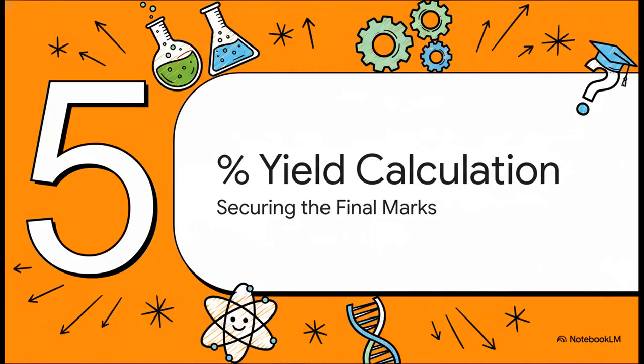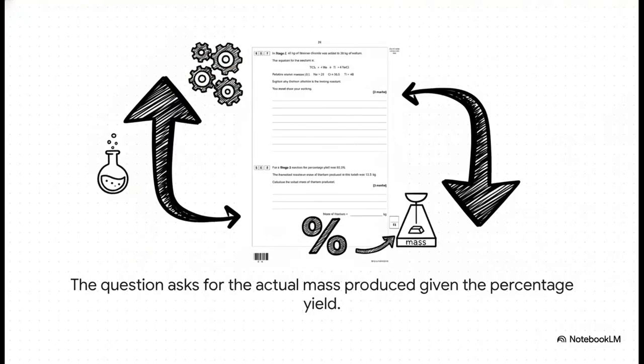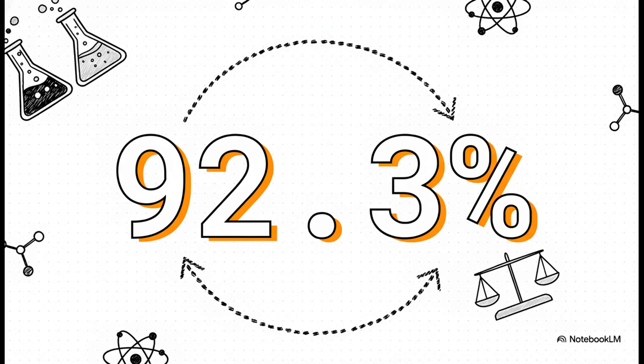All right, let's lock in the final marks on question 08. This is a classic 2-mark percentage yield calculation, but they've given it a little bit of a twist. So this is what you might call a reverse percentage yield question. Usually you're calculating the percentage, but here they give it to you and ask you to work backwards to find out the actual mass of titanium that was produced. The question straight up tells you that the percentage yield was 92.3%, and you're also told that the theoretical maximum mass, the most you could possibly make, was 13.5 kilograms.